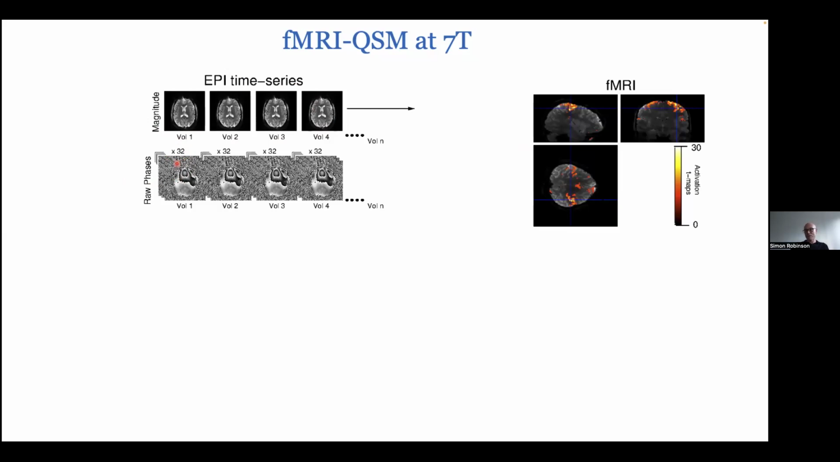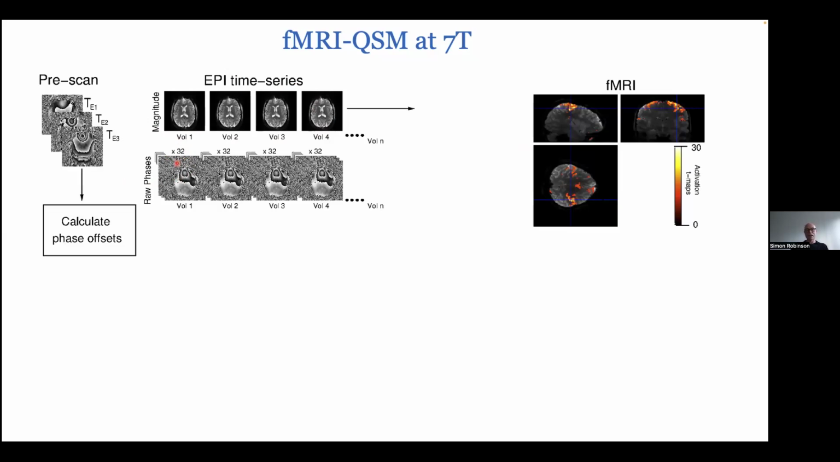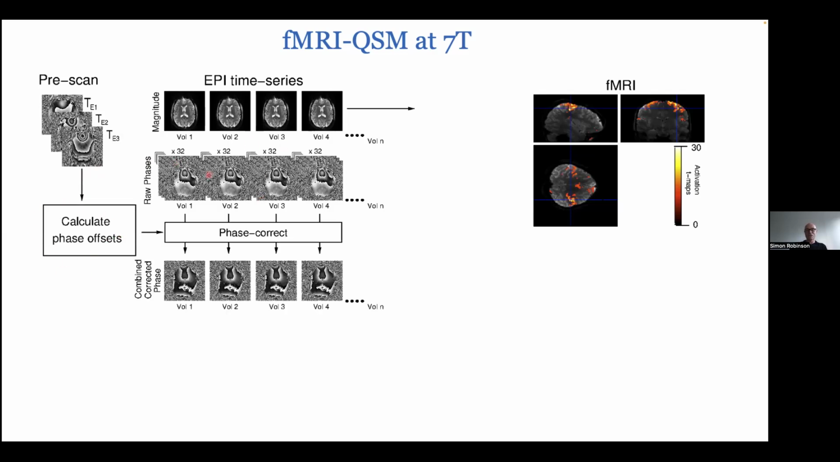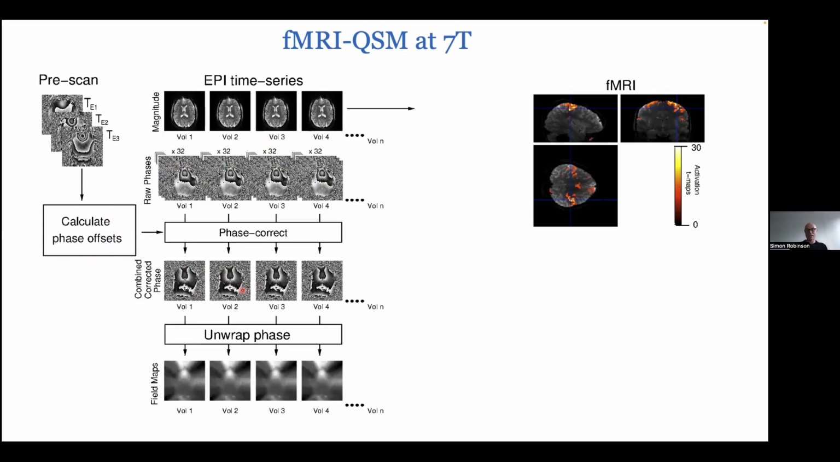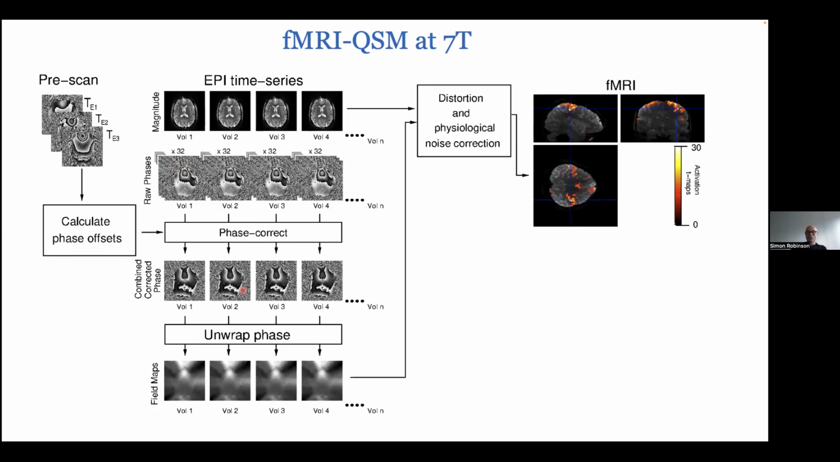If we've got a multi-echo acquisition, here we don't necessarily want to do multi-echo EPI, but we can acquire multi-echo reference scan data, something like a pre-scan prior to the fMRI, from which we're going to calculate the phase offsets, which we can then use to phase correct all of these phase data to generate combined phase data, which we can then unwrap using the methods we looked at. And then we're going to use these unwrapped phase data.